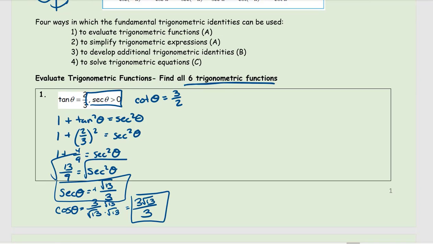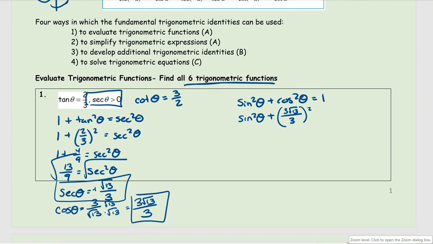Now the last ones we have are sine and cosecant. In order to find sine and cosecant, I am going to use sine squared theta plus cosine squared theta is equal to 1. So now I am looking for sine squared. I know what cosine is now. Cosine is 3 root 13 over 13, and I'm going to square the whole thing. Oh, this is over 13, so sorry about that. And then that's going to be equal to 1.